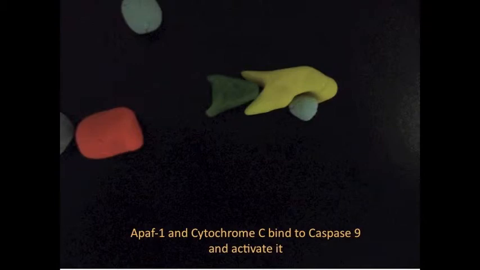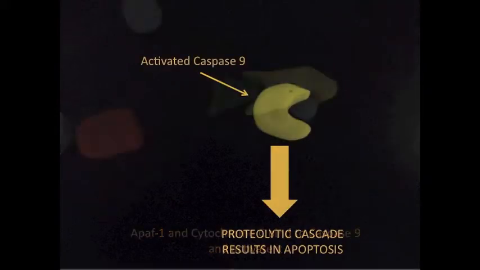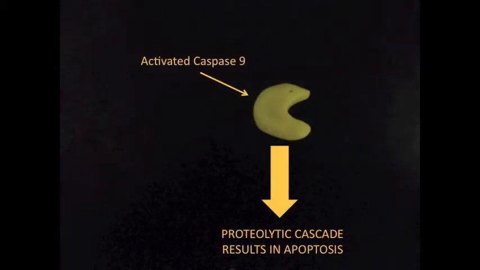Cytochrome C and APAF1 will bind to caspase-9, activating it. The resulting complex will then stimulate a proteolytic cascade involving effector caspases 3, 6, and 7, which ultimately results in the death of the cell, also known as apoptosis.